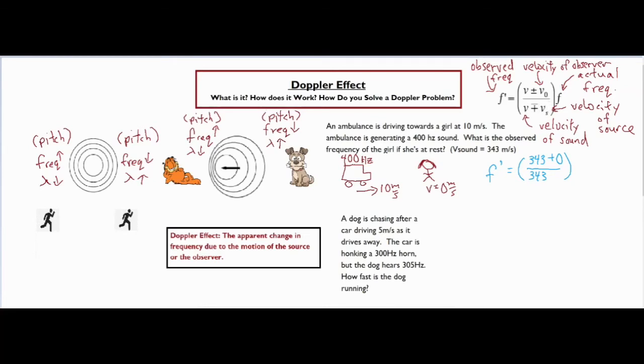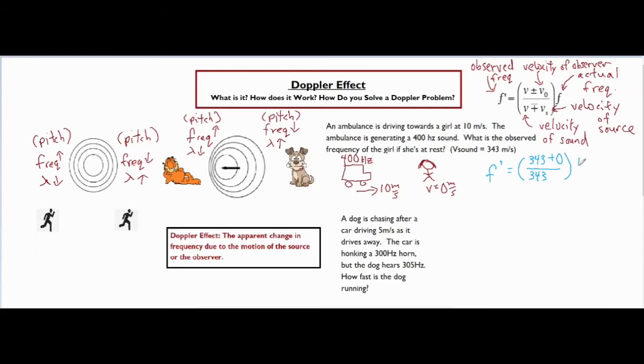Okay, now this works a little bit differently than a lot of physics problems. A lot of physics problems, you can say everything forward is positive, everything backwards is negative, or everything up is positive and everything down is negative. Now for this one, you have to analyze it mathematically and decide what's going to happen to your frequency.